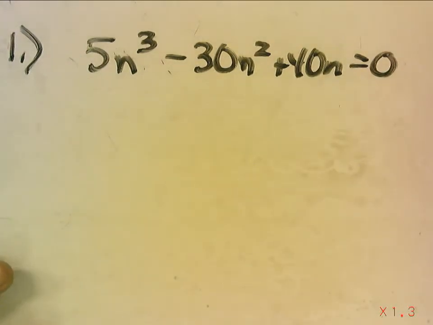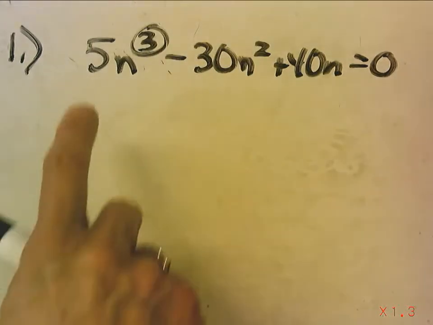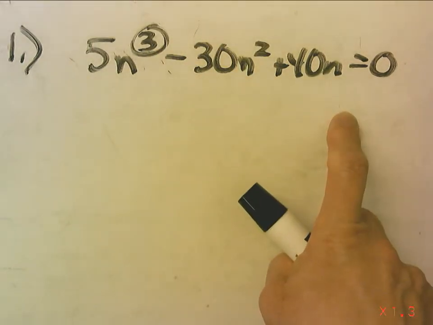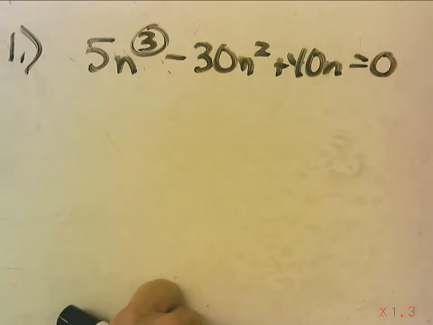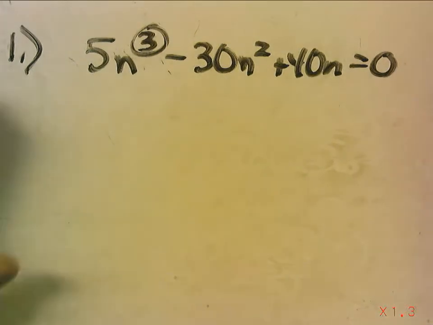So how many answers am I expecting? I'm expecting 3 answers. How do I know? There's a 3. I notice all the terms have an n. They also all have a 5. Can I divide by 5n? I cannot. Can I divide by a 5?